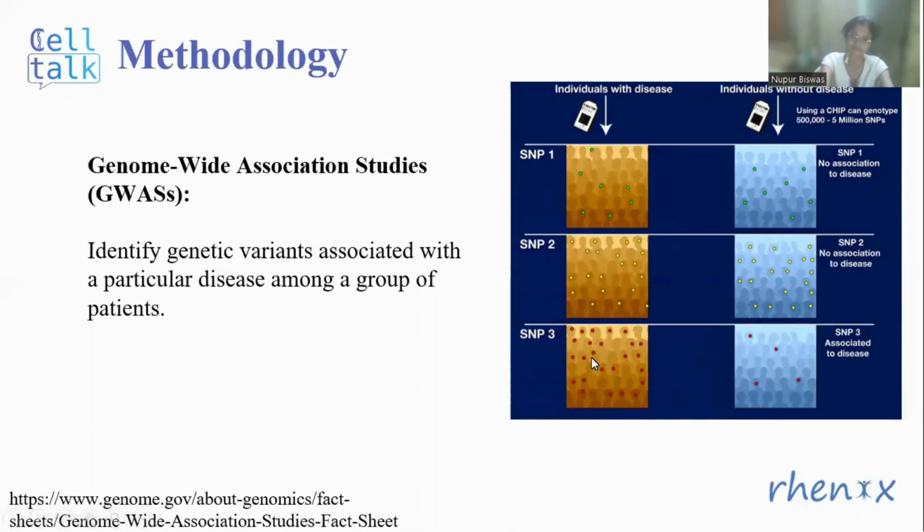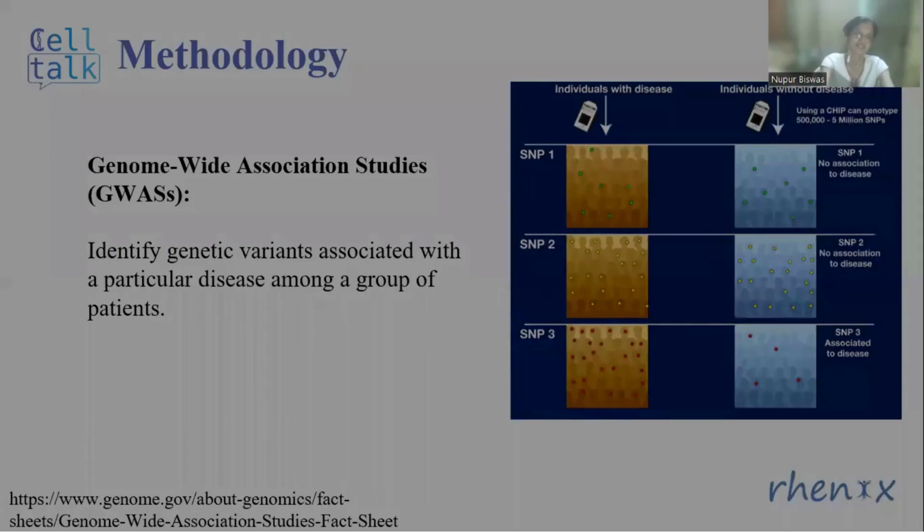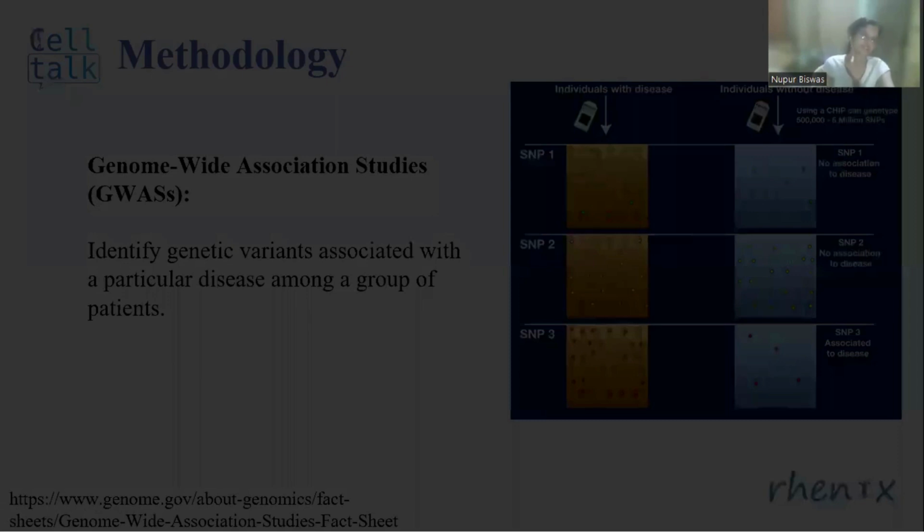It detects the frequency of the SNPs in both subgroups of individuals. If some SNP, like SNP3 in this picture, is observed more frequently among individuals with the disease, then SNP3 is associated with Parkinson's disease or the disease of concern. So GWAS gives us the SNPs associated with the disease. Apart from GWAS, researchers have used other methodologies like QTL, quantitative trait loci.